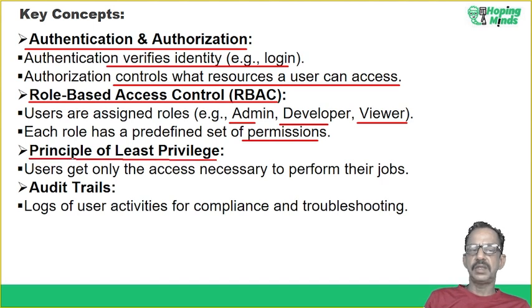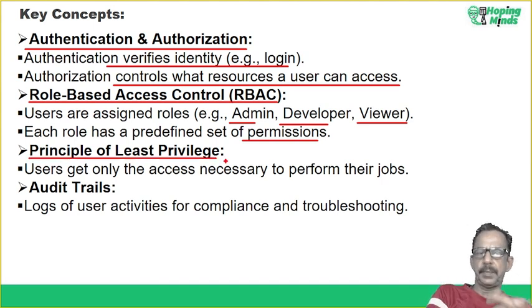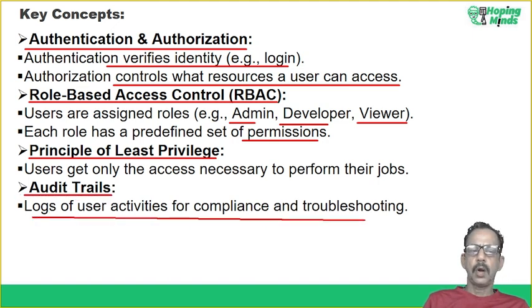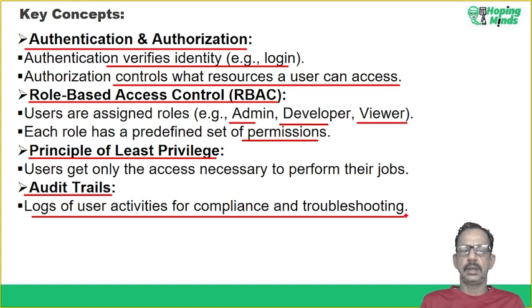Principle of least privilege. Always, when you are assigning permissions, try to give as limited as possible, only what is necessary to perform a specific job. Not like you assign without checking the requirement: anybody requires only listing permission of S3 and you give them full permission. No, that is not a good practice. Also keep audit trails, or logs. Logs of user activity for compliance and troubleshooting. If any user is trying to do some malicious activity, you can track that with the help of logs.